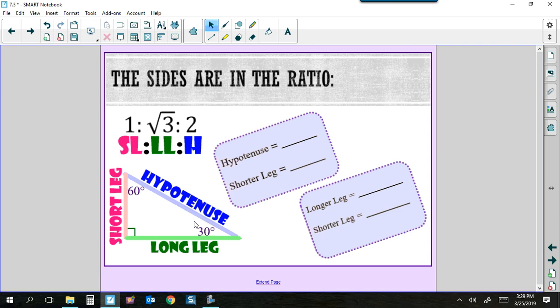And it should be a no-brainer because we've already talked about how the hypotenuse, the longest side, is always across from the biggest angle. So now the fact that this little side, or little leg, is across from the little angle, there you go, that should make some sense.